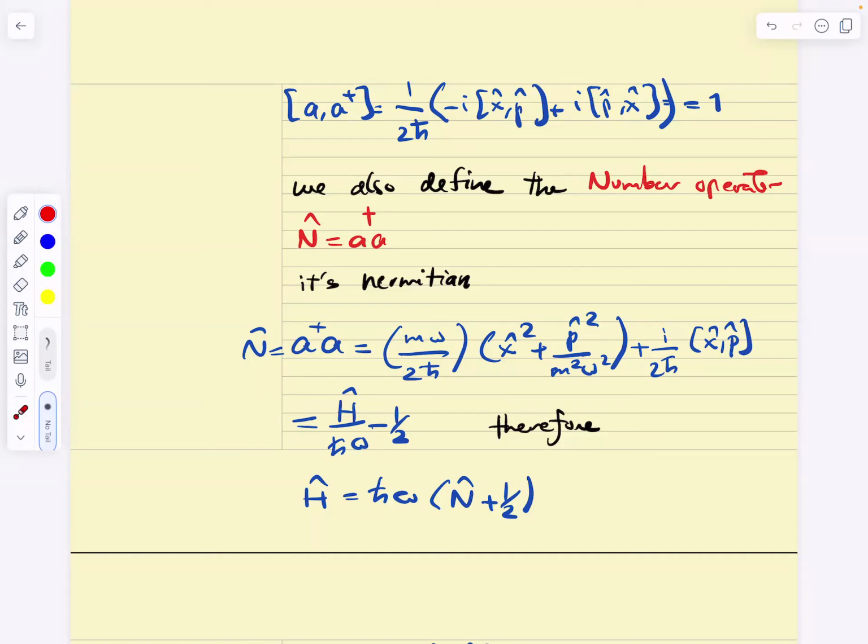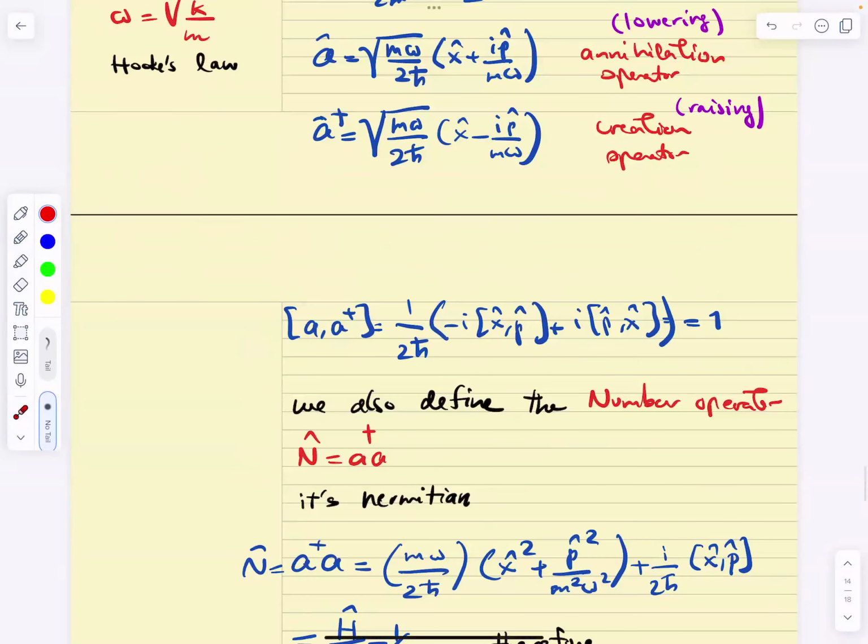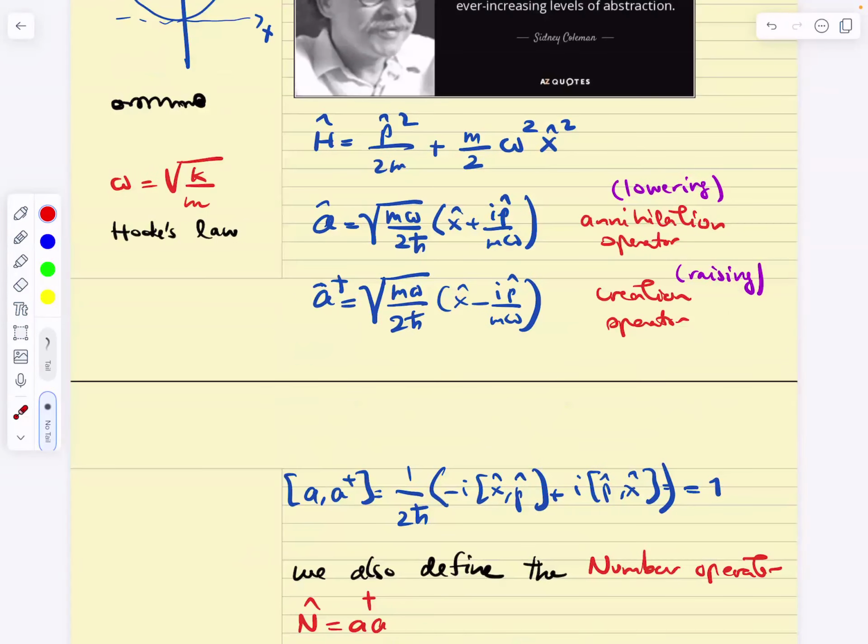You could also define an operator called the number operator, which is A dagger A. Let me try to give you a set of words that might be helpful if you're wondering about the meaning of all of this. Remember the phase space, X and P. What is my Hamiltonian? My Hamiltonian is P squared over 2m plus m omega squared x squared.